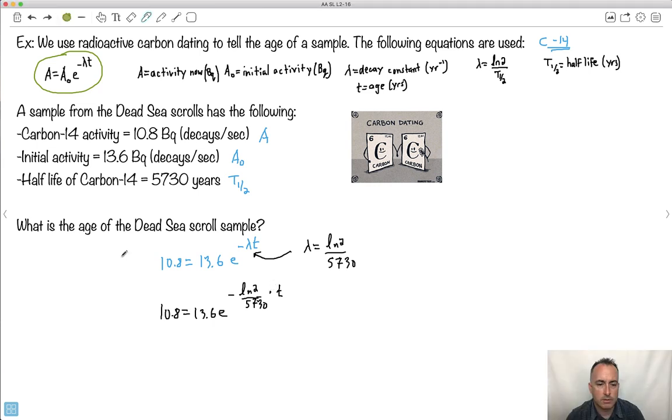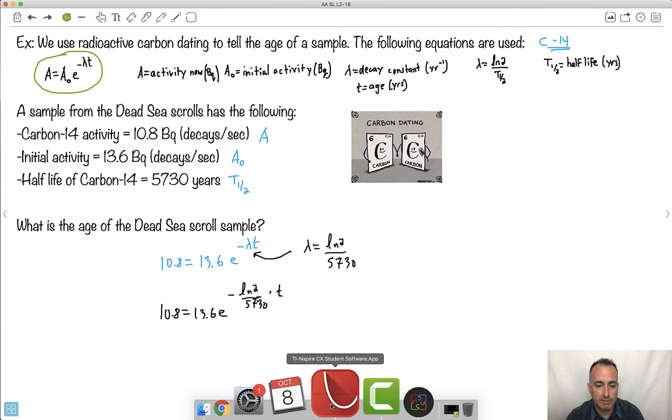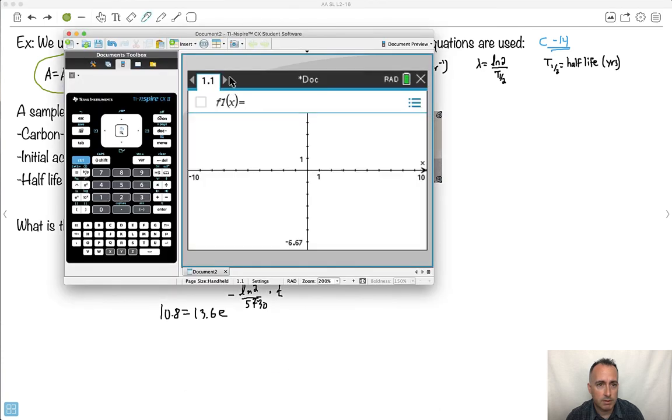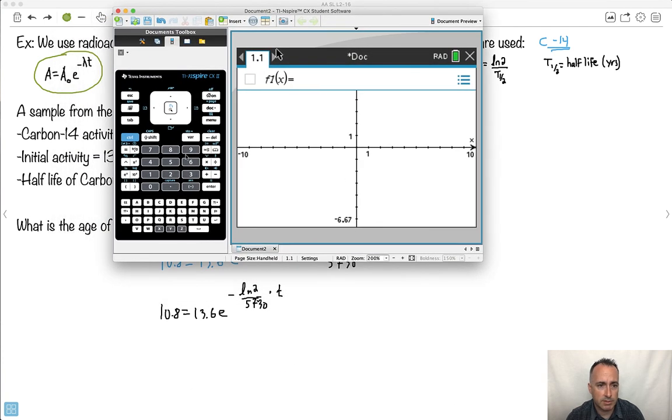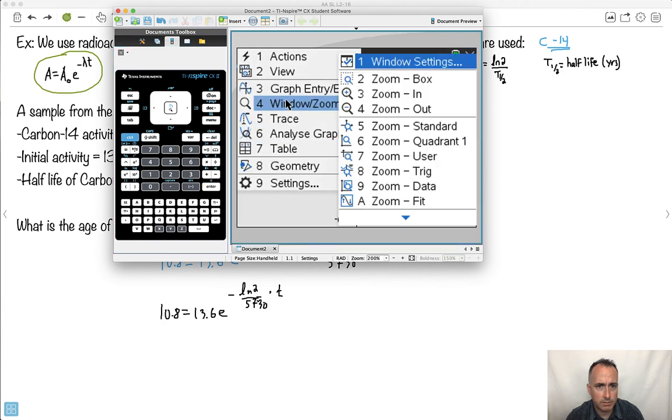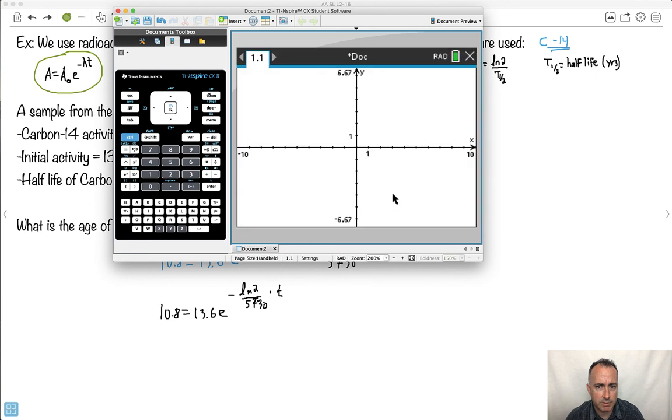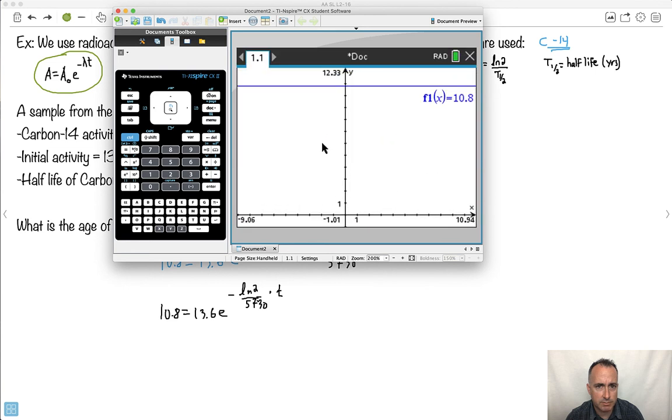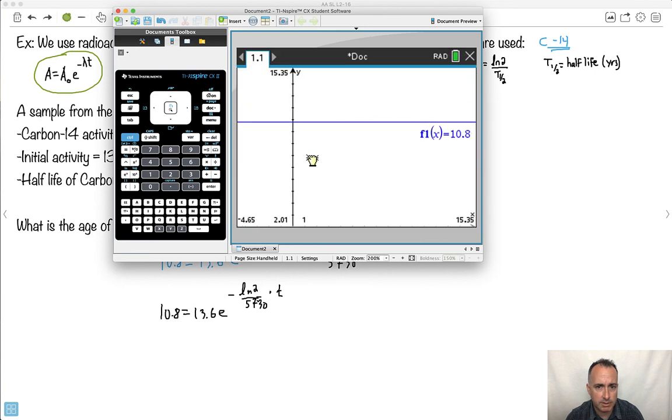Phew. So let me see if I can solve this with my calculator. Maybe I'll do it by graphing, see how that goes. So I'll do a graph. It's going to be a big mess, but we'll see how it looks. So we'll have 10.8. I'll do that graph. All right, well, give me a window. Let me fit this just so I can see this graph here. This is a graph of 10.8. There it is. All right, great.